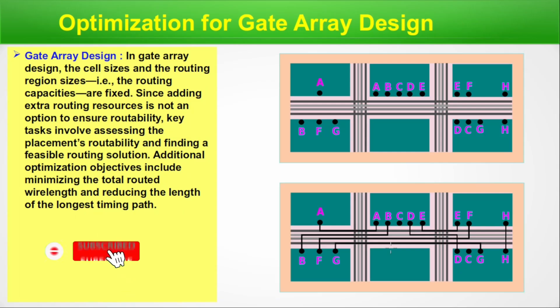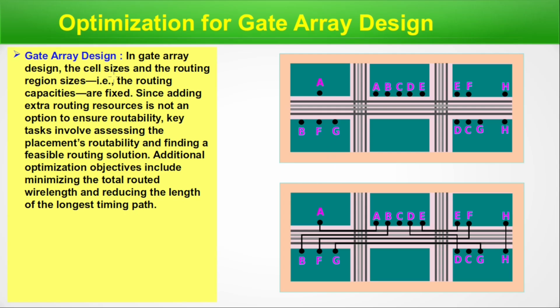Next is gate array design. In gate array design, the cell sizes and routing region sizes, that is routing capacities, are fixed. Since adding extra routing resources is not an option to ensure routability, key tasks involve assessing the placement's routability and finding a feasible routing solution. Additional optimization objectives include minimizing the total routed wire length and reducing the length of the longest timing path.